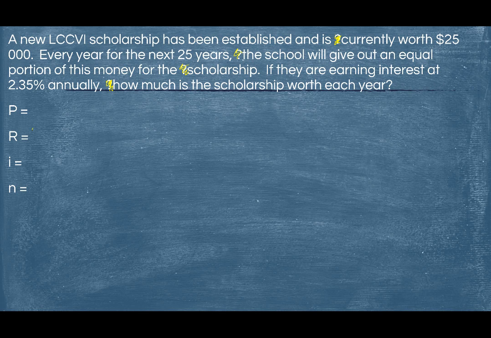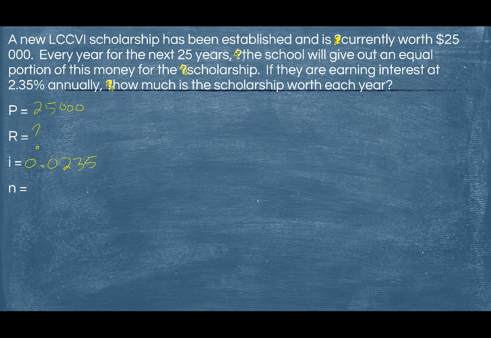So we're trying to find R. P is going to be the 25,000. But this is how much we have now in order to provide us with these regular payments. The interest rate is 0.0235, and it's annually this time.